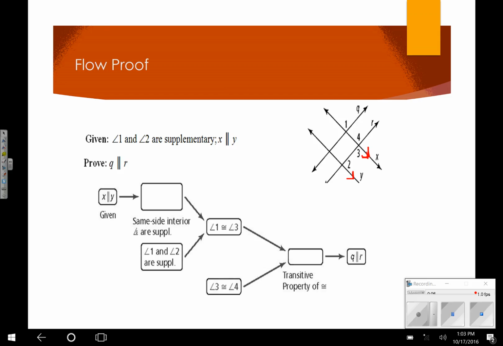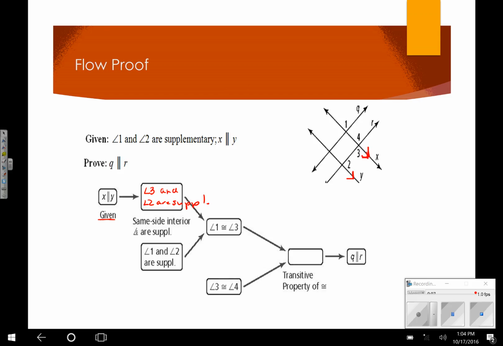So in a flow proof, the steps are given in the boxes and the reasons are given outside. So x parallel to y is given. And then we have same side interior angles are supplementary. So that means we have same side interior or supplementary. The only same side interior we have are 3 and 2. So we say angle 3 and angle 2 are supplementary.